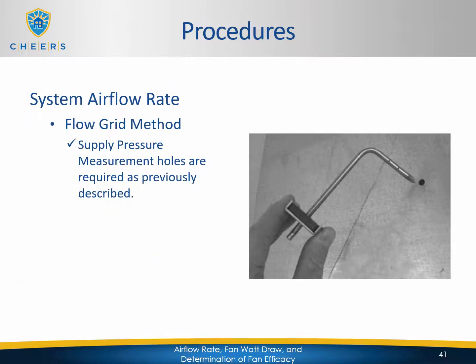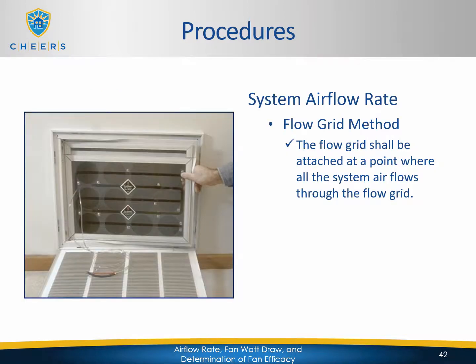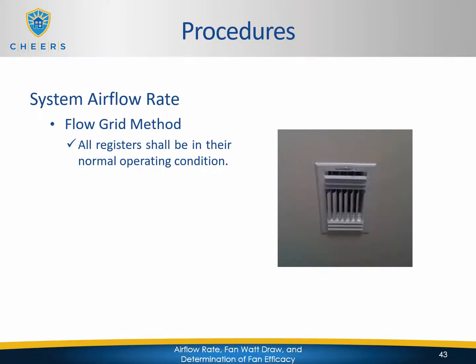Now we're going to move on to verifying the system airflow by using the flow grids. The supply pressure measurement holes are required as previously described. The flow grid shall be attached at a point where all the system air flows through the flow grid. In order to do so, you'd have to remove the filter and then insert the flow grid in replacement of it. All registers shall be in their normal operating conditions.